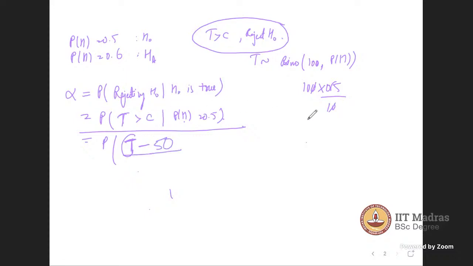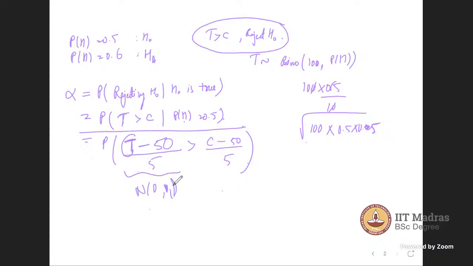What is the standard deviation? It is the square root of n times p times q. So 0.5 times 0.5 is 0.25, into 100 gives 25, so the standard deviation is 5. Same thing, you will subtract 50 and divide by 5. So 5 is the standard deviation of T and 50 is the mean of T. So this is nothing but normal 0 1 using the CLT. So this is going to be 1 minus F of Z, which in total is 1 minus F Z of C minus 50 by 5. So this is going to be alpha.